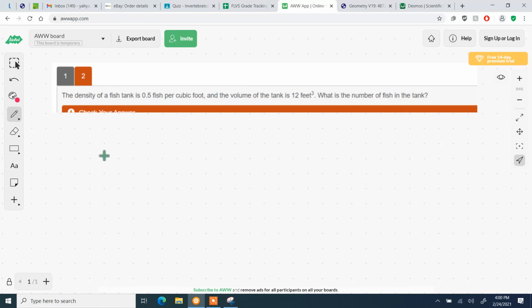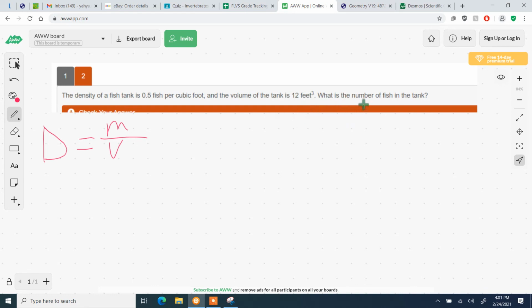This one over here says the density of a fish tank. First of all, I'm going to write down my formula. Density equals mass, or amount of stuff, divided by the amount of space. The density is 0.5 fish per cubic foot. That's a hint, because whenever you see that, it's a hint as to what the units should be. The density is 0.5 fish per cubic foot, and the volume is 12 cubic feet. What is the number of fish in the tank?